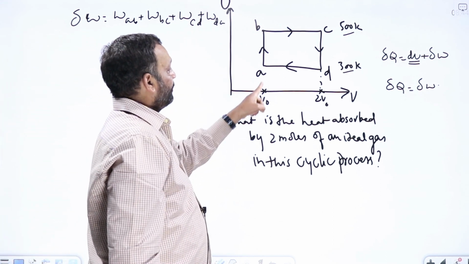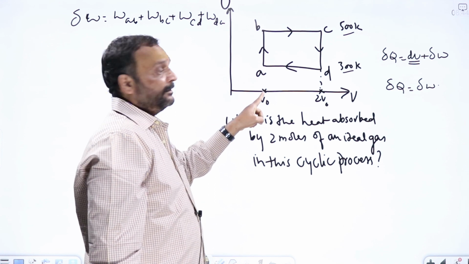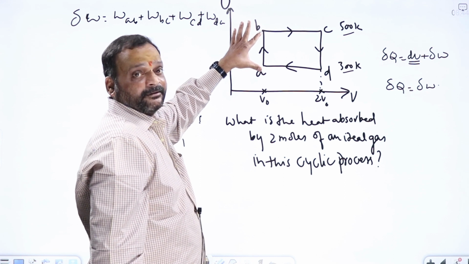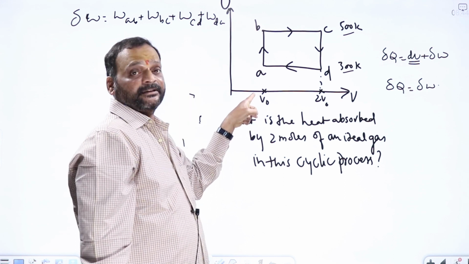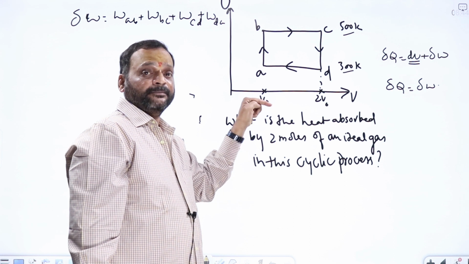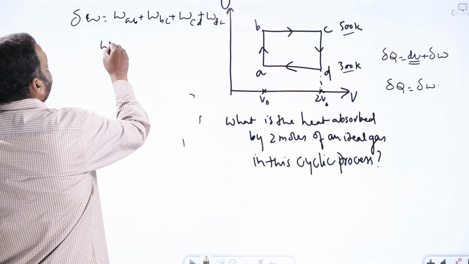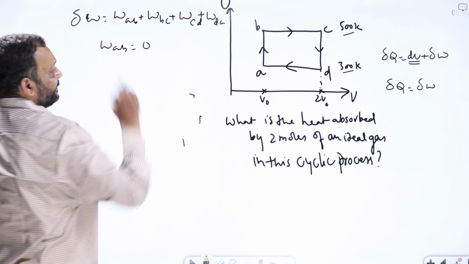What is W_AB? What's happening? Volume is remaining constant, V0 only. The system is going from state A to state B, which means its internal energy is increasing. What type of process is it when volume remains constant? It is an isochoric process. In an isochoric process, work done is 0. So W_AB is equal to 0.